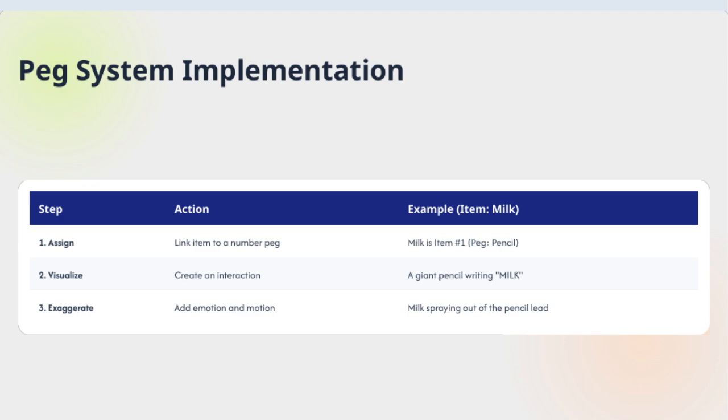Finally, remember to assign each item a peg systematically. For example, milk is peg number 1, and the action here is to visualize and exaggerate it, making it stand out. This step-by-step process of assigning and linking items using the PEG system is what makes memory techniques like this so powerful and effective for retaining information.